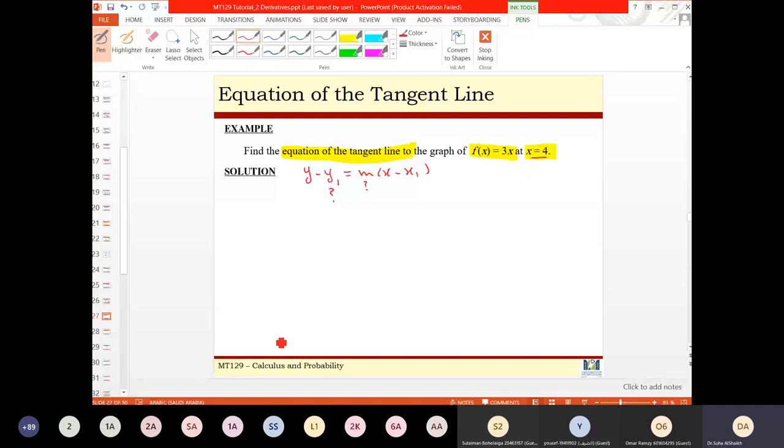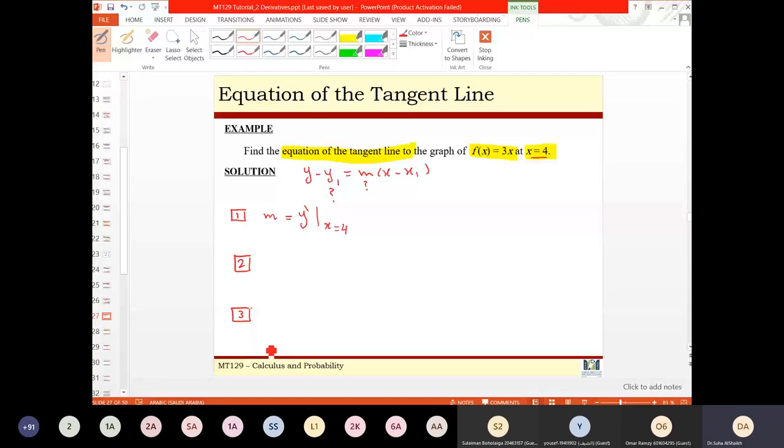So the first step, I find the m. The second step, I will find the y. And the third step, I will write the equation of the line. I will be ready to write the equation of the line. Now, what's the m in this case? The m is nothing but the derivative of the function at the point that they give me, which is x equal to 4. This is the function, هذه f of x, which is y equal to 3x.